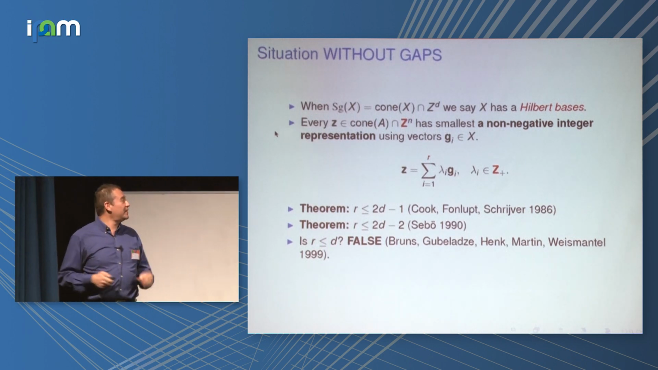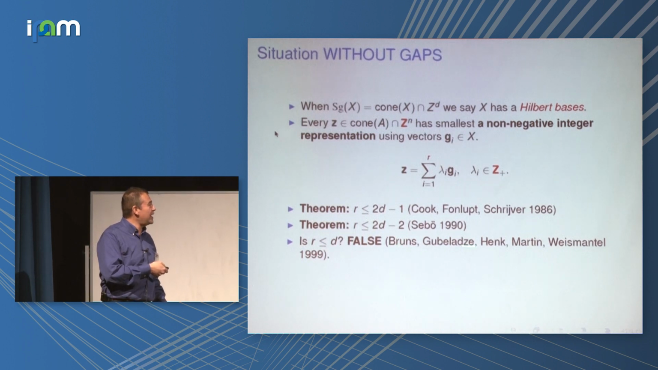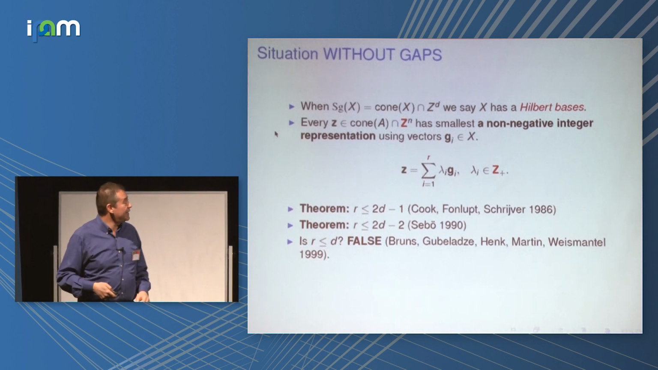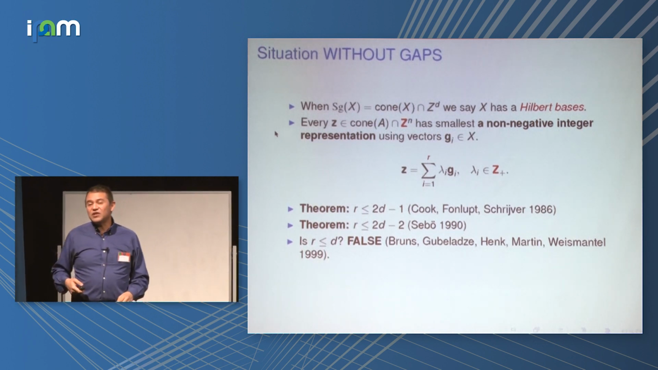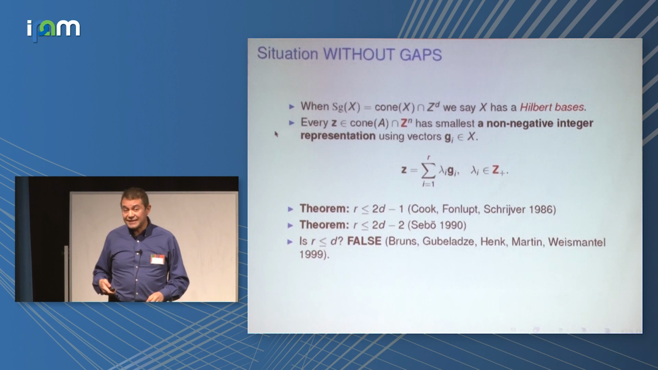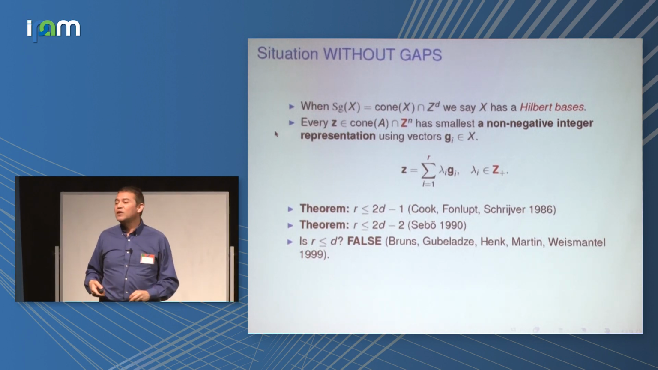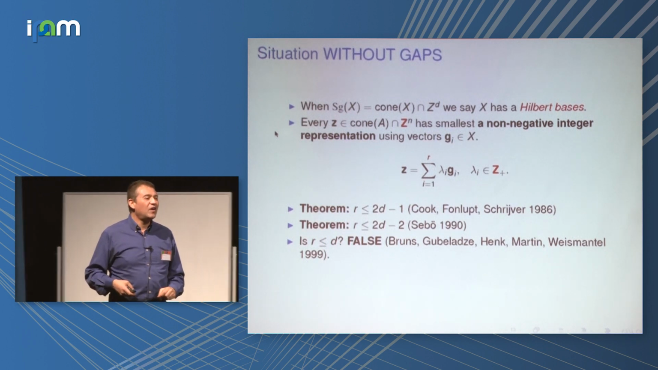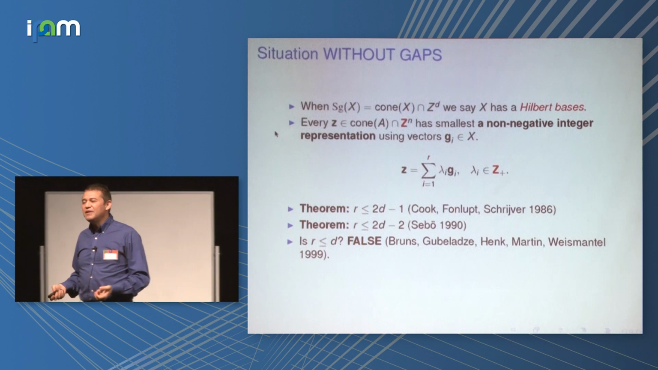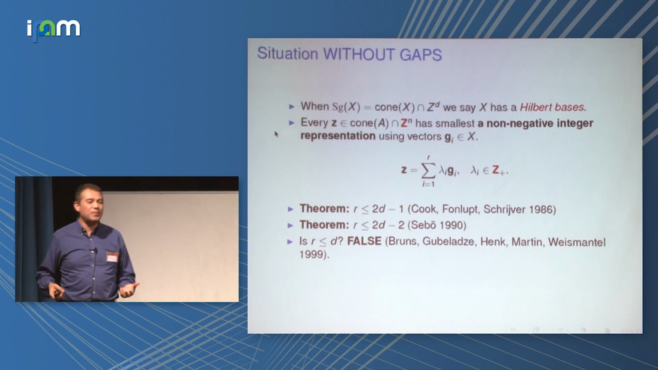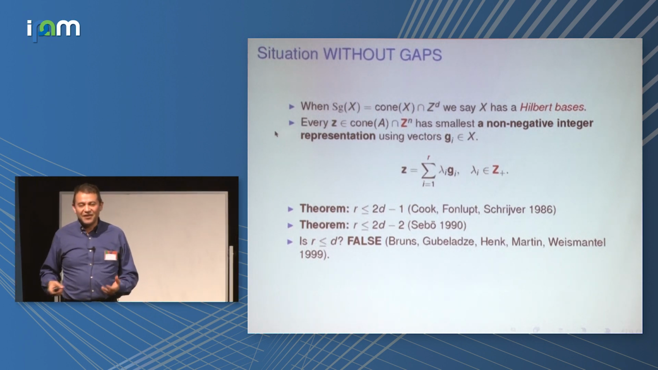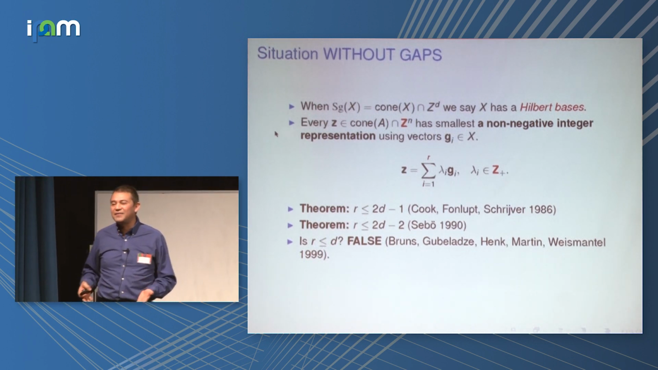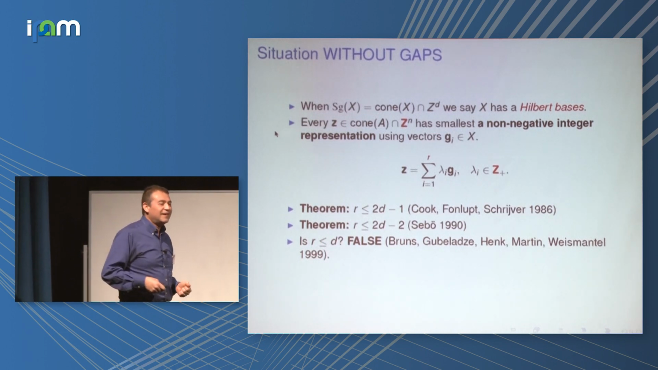Of course, the counterexample that these wonderful people found, Bruns, Gubeladze, Henk, Martin, and Weismantel, they published in '99. This counterexample is in 6 dimensions, which they found through computers, which again brings me to a piece of advice for young people. You might think that you will never use computers in your work. Just learn to use them. They're extremely, extremely useful. They're going to save you time. They're going to give you intuition. They're going to be your friends.